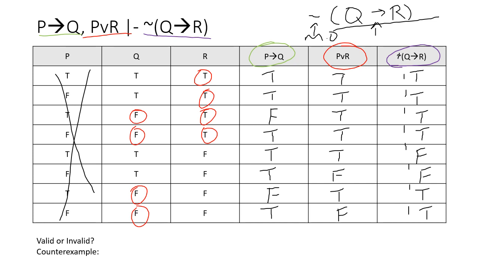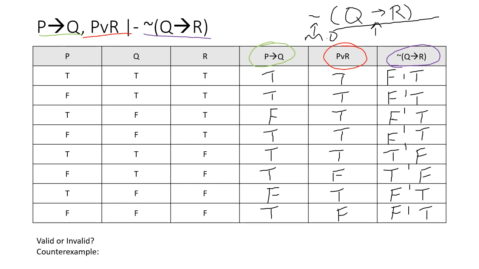Now that we've got that, we can bring the tilde back in, and you know with a tilde, all we've got to do is flip the values, so these T's will turn into F's, and the F's will turn into T's. Can erase this over here because all we care about is the main operator. There.